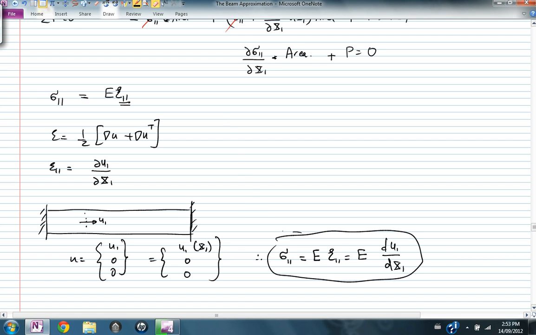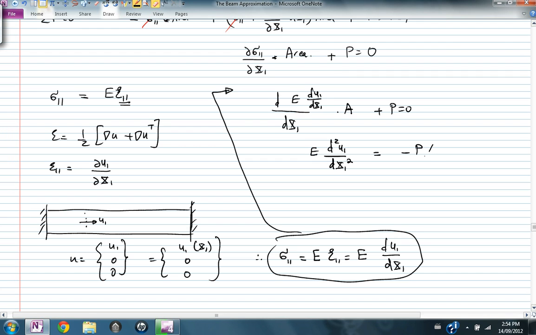I'm going to take the sigma on 1 and put it here, and replace partial with d, because the only variable is x1. Everything is a function of x1. Instead of sigma on 1, I'm going to put E du by dx1 multiplied by the area plus P equals 0. And you get this differential equation of equilibrium that says the second derivative of u1 with respect to x1 is equal to negative P over EA, where P is equal to negative 125 x1 over LEA.